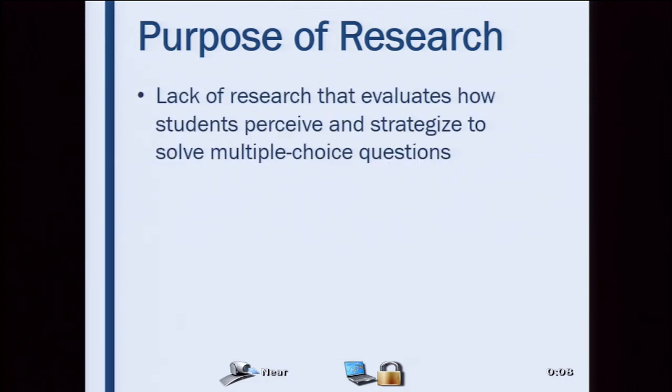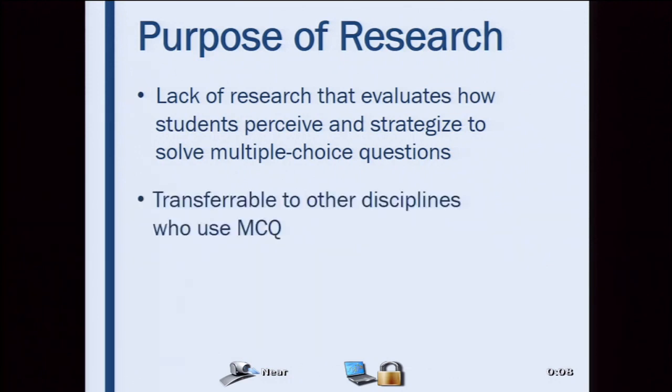Right now, there is a lack of research that evaluates how students actually perceive and what strategies they use to go through these multiple choice questions. What's neat about this research is that it's transferable to other disciplines other than anatomy. Although this research focuses on anatomy, you'll see in the end that the strategies that we find students are using can be transferable to math, to history, to really any discipline.